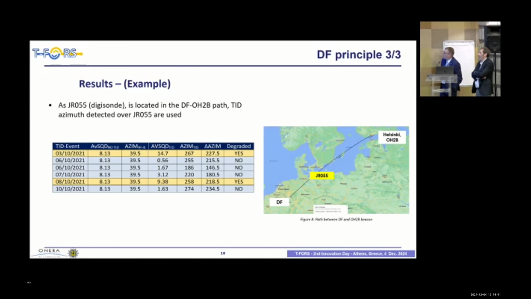So these values are generated over the years. We have stored data over 3 years now, and we can show that there is some degradation if a TID is coming on.